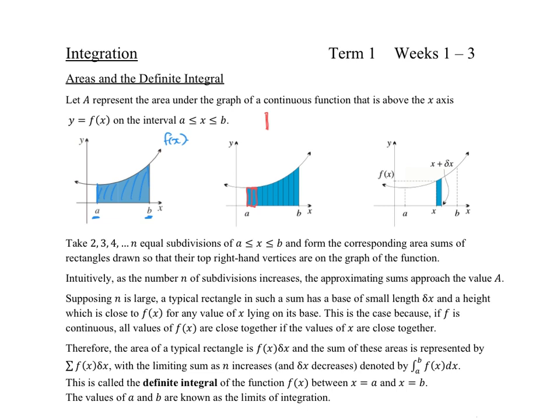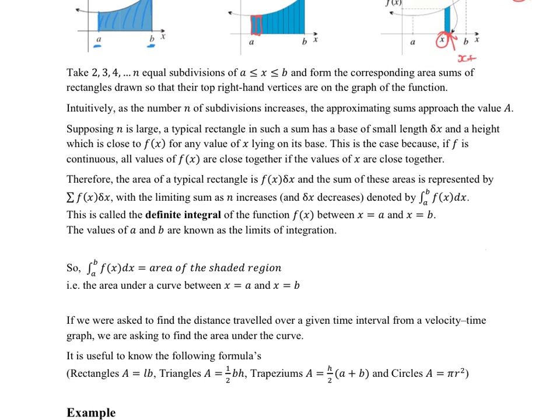Okay, and what they said, well, if this is x, then this would be x plus change in x, or that's what they mean by that. It just means that little distance there is a small amount that you're adding onto the original x. It's just a next step over. So the more subdivisions that we take, the more accurate the area becomes.